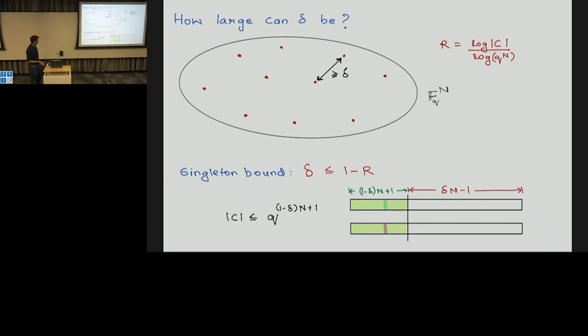So the number of code words is at most the number of different ways of filling the first part of this picture, which is just q to the number of positions, and you take log, you get Singleton. So that's just a proof of Singleton. Don't worry too much about it, but delta less than 1 minus r is a way of saying this is the best code I could have given you. It doesn't have any of these bad points occurring here and there, destroying my distance.